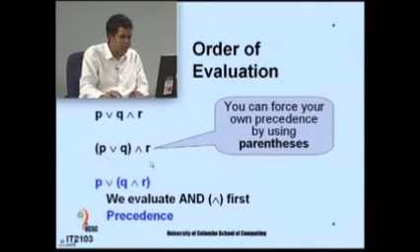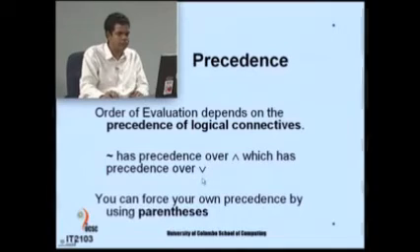But if you don't have the brackets, for example, if you write it like this, what we would consider as the answer is P or (Q and R), meaning that we first evaluate the Q and R, the AND. The precedence or the order of evaluation depends on the precedence of logical connectives. NOT has precedence over AND, and AND has precedence over OR. And as we saw before, if you want to have a different meaning, you could force your own precedence by using parentheses or brackets.